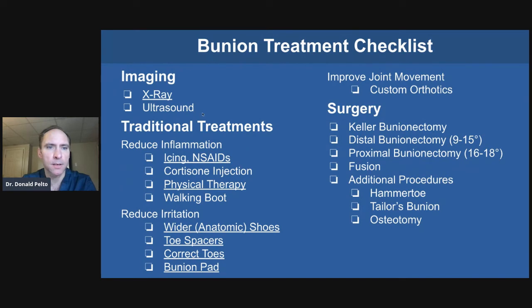Well, I start with an X-ray, and then once again, going back, it's these anatomic shoes. If you notice, one thing we pretty much spend most of our time talking to patients about is anatomic shoes, okay? They can also try a couple of toe spacers. You can buy Correct Toes over the counter. Those are another type of toe spacer, or a bunion pad. If that doesn't work, usually it's because they're not willing to wear the shoes, or the bunion is too big.